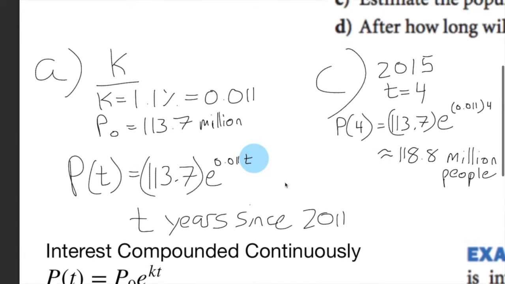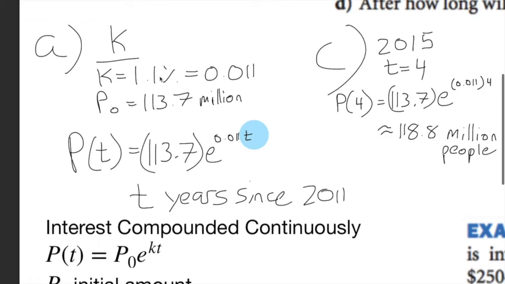So part A looks like this. You've got some knowns. You know that k is 1.1%, and don't forget to translate that to a decimal. P0 is 113.7 million. We'll do the whole problem in millions, so the input is in millions, the output will be in millions. And then the unknown is t, which we'll say is just years since 2011, when you've got P0.